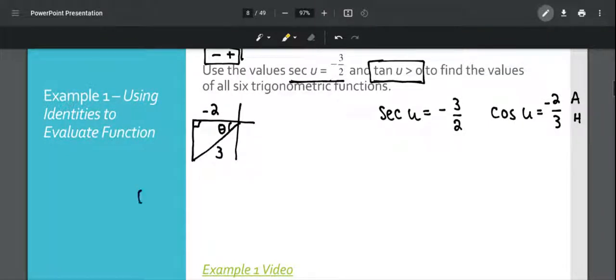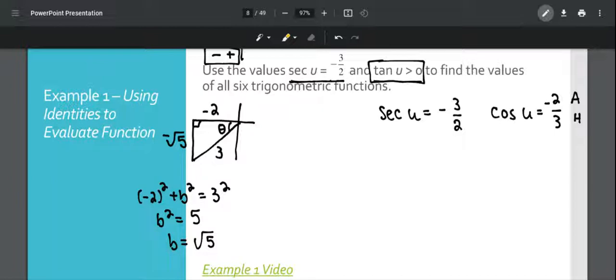And then we can use the Pythagorean theorem. So we could say negative 2 squared plus b squared equals 3 squared. B squared equals 9 minus 4, so it's 5. So b is the square root of 5. So this side over here is the square root of 5, but because it's below the x-axis, it has to be a negative root 5.